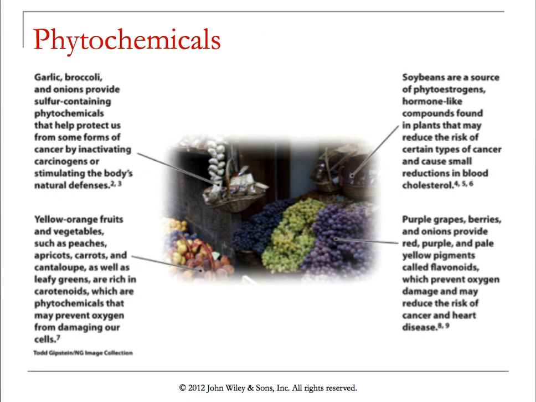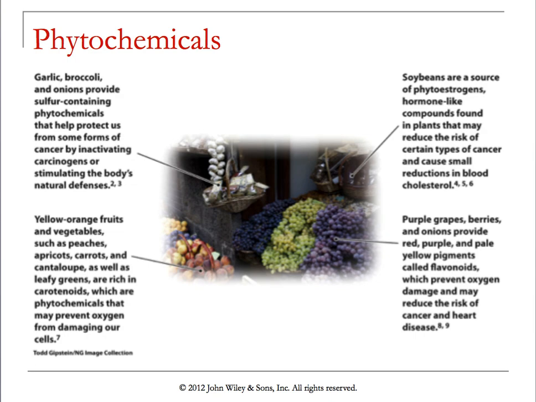So this slide shows some examples of phytochemicals in fruits and vegetables. In the top left, we have garlic, broccoli, and onions, and they provide sulfur-containing phytochemicals that help protect us from some forms of cancer by inactivating carcinogens or stimulating the body's natural defenses. On the bottom left, yellow-orange fruits and vegetables such as peaches, apricots, carrots, and cantaloupe, as well as leafy greens, are rich in carotenoids, which are phytochemicals that may prevent oxygen from damaging our cells.